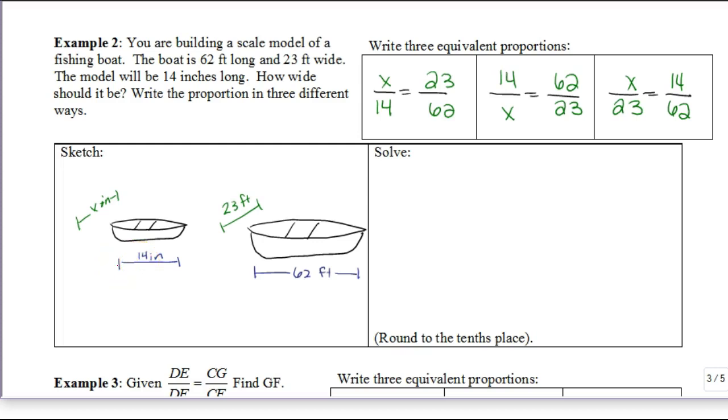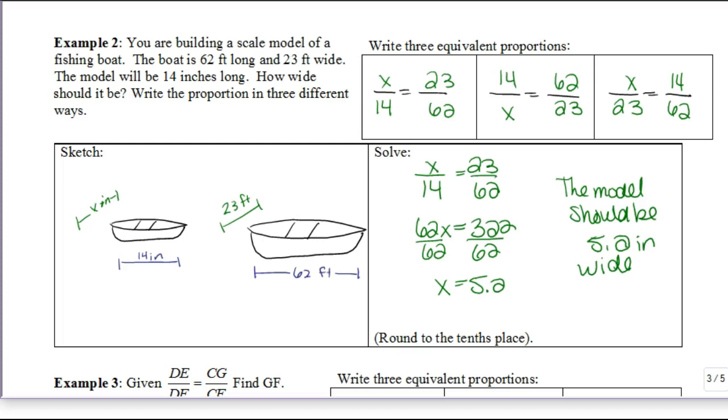The purpose of writing the 3 equivalent proportions is not to confuse you. The purpose is to show you that there's more than one correct way to get to the correct answer. On a test or a quiz, you will not be asked to write 3 equivalent proportions for every problem. You'll just find one that makes sense to you and solve. So let's pick the one that makes the most sense to you and solve to find the width of the scale model.